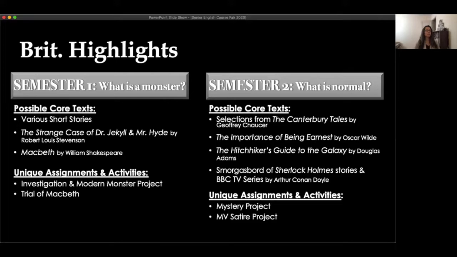So we do that through looking at various short stories, The Strange Case of Dr. Jekyll and Mr. Hyde, and Macbeth. This all culminates in an investigation project, which asks you to come up with your own definition of what is a monster based on our study, and then create your own kind of modern version of a monster based on that definition.